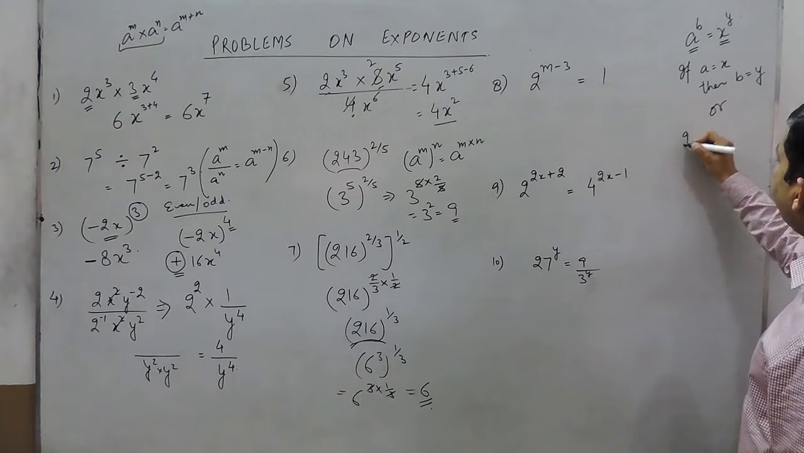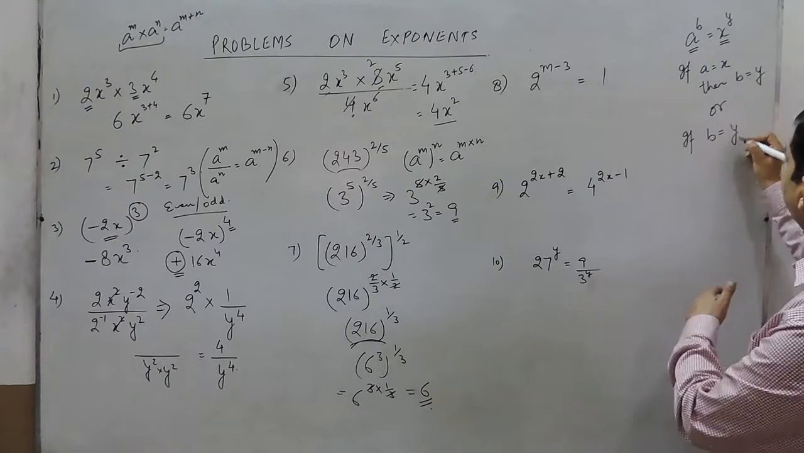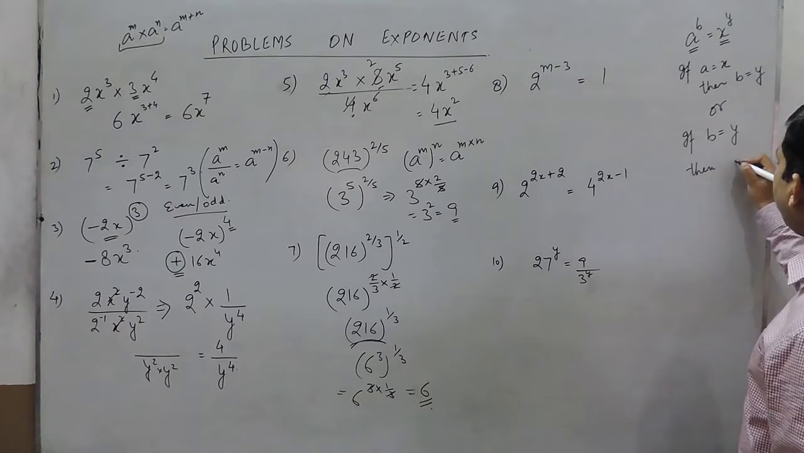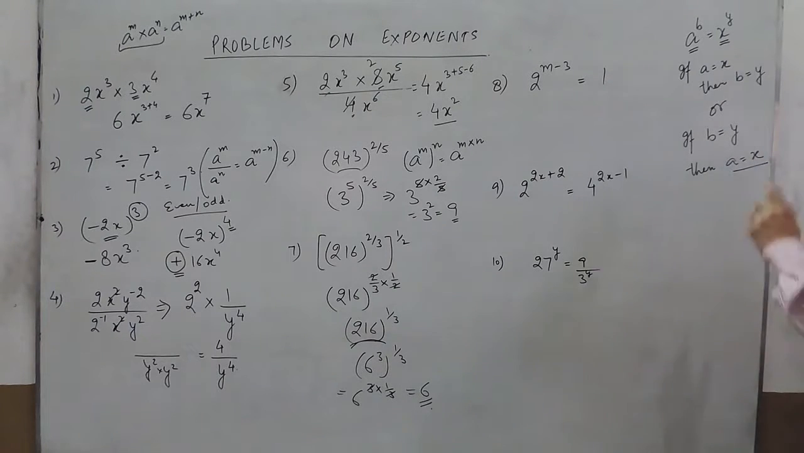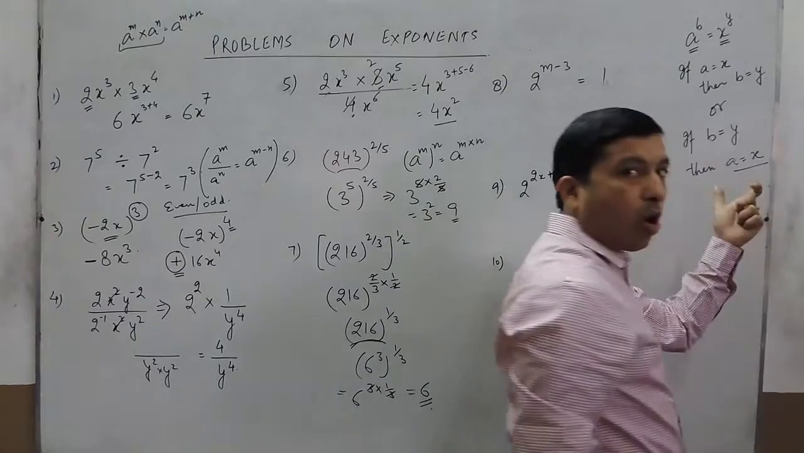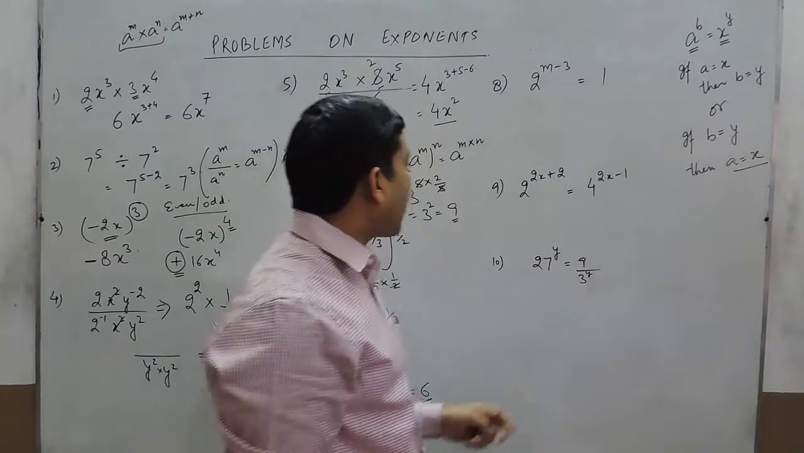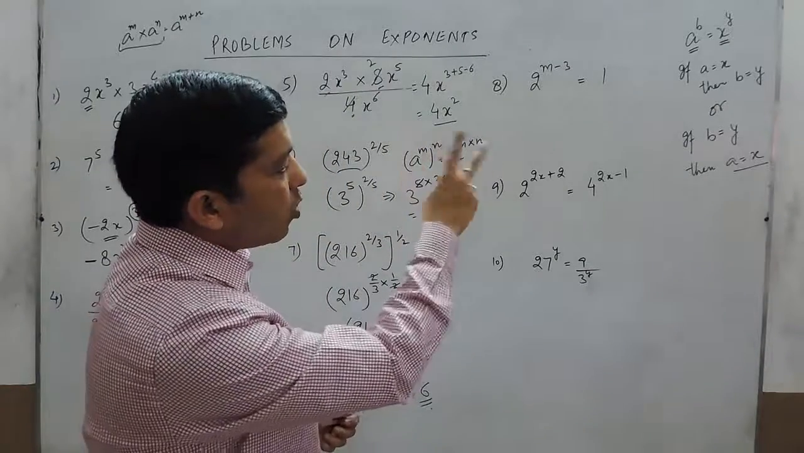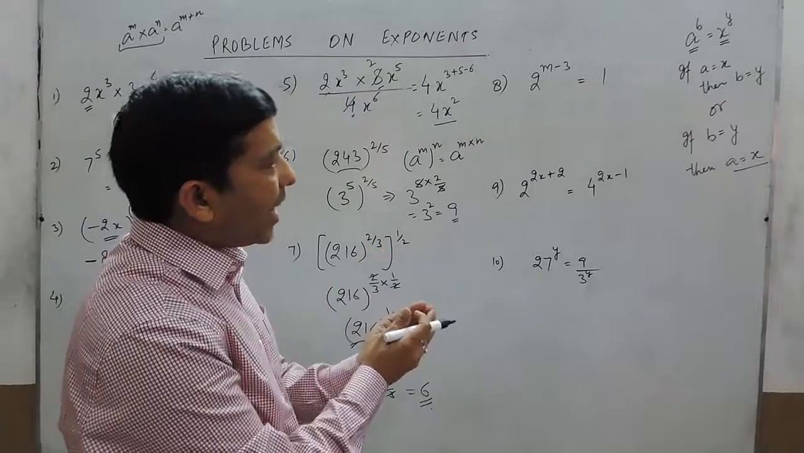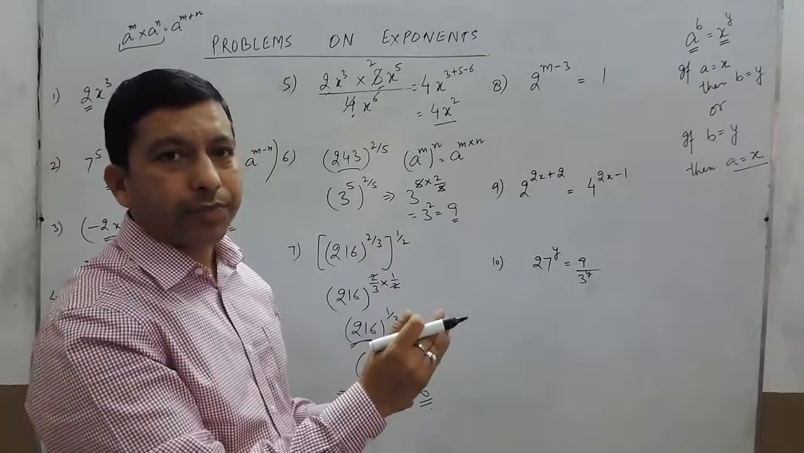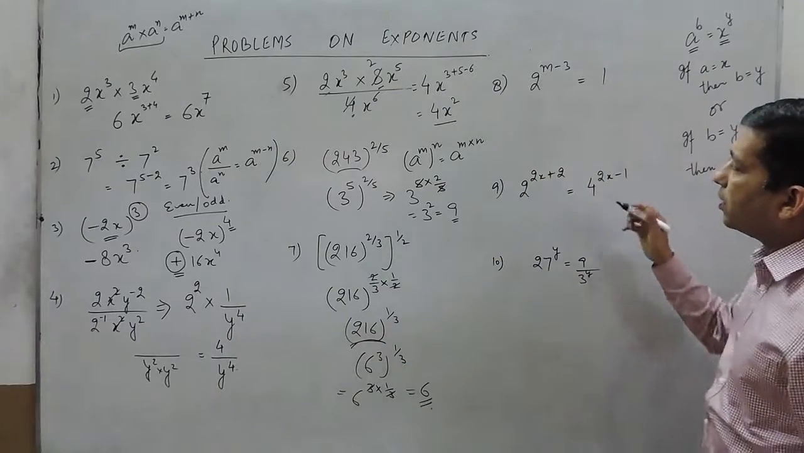Or if the exponents or the powers are the same, then we are very sure that a, the value of the base, has to be equal. So either the bases are the same or the powers are the same. So in all the questions when there is an equality sign and we have to make the two things equal, either we have to take the exponents to be equal, or we have to see the bases to be equal.